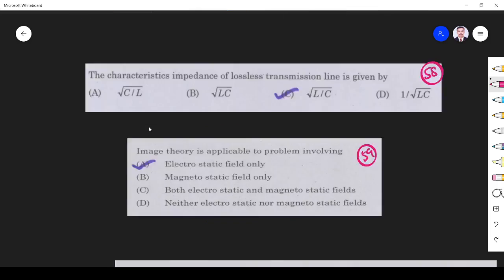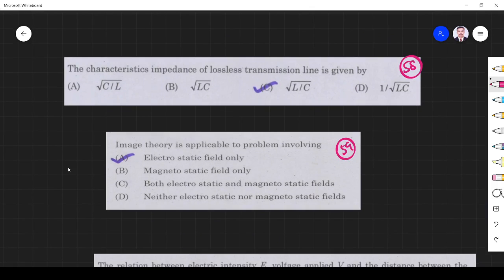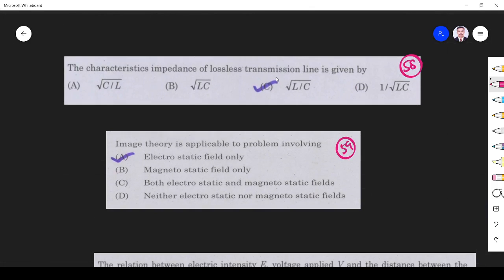Next question, question number 58. The characteristic impedance of a lossless transmission line is, as we already know, root of L by C. Image theory we studied only in electrostatics, so the answer is option A.